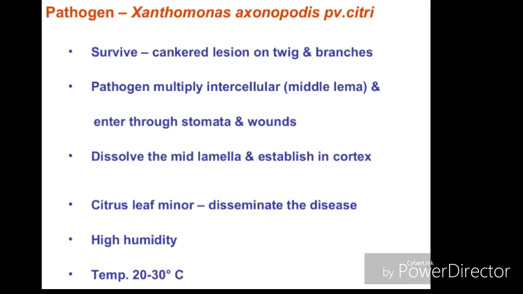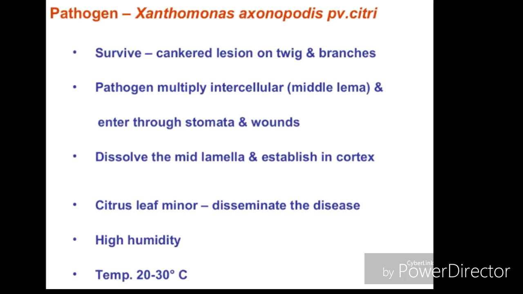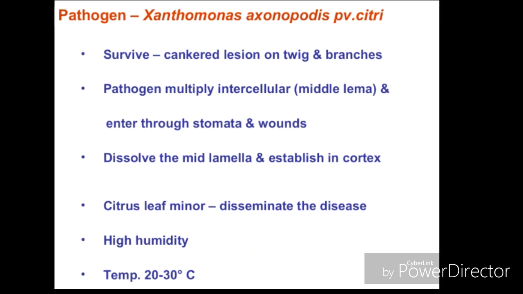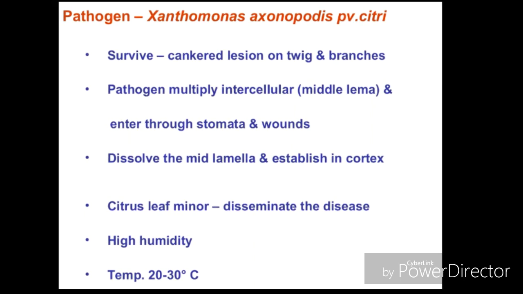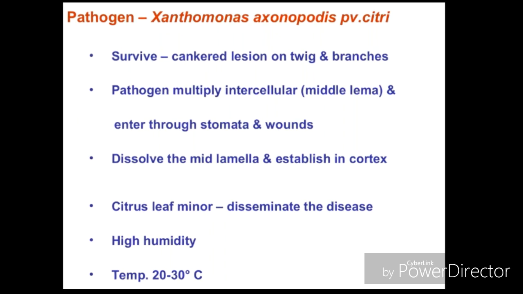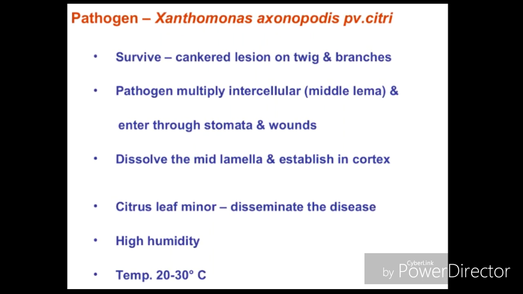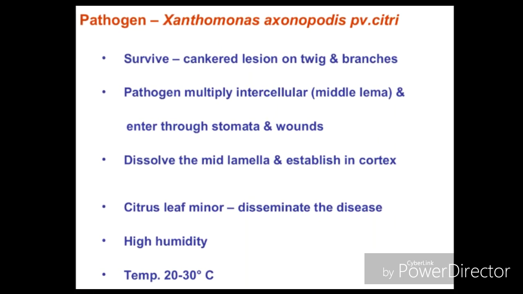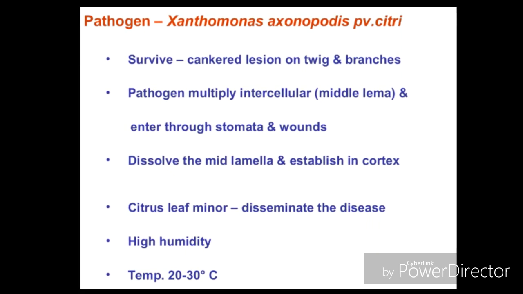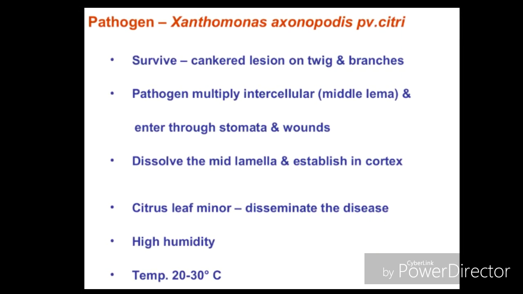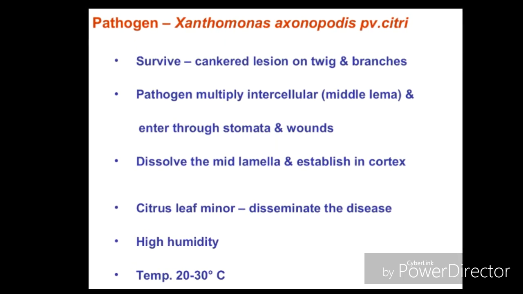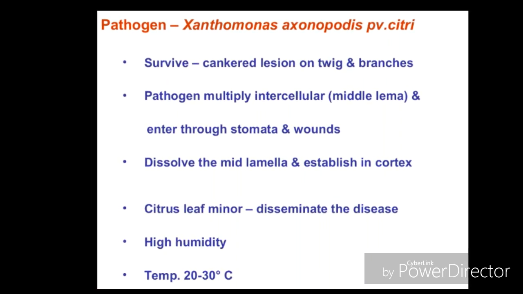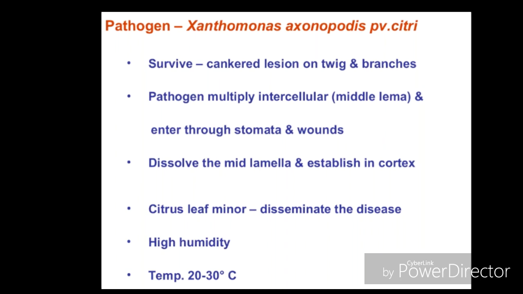Now we are going to talk about the pathogen. That is Xanthomonas axonopodis pv. citri. It survives in canker lesions on twigs and branches. The pathogen can divide and multiply intercellularly, which means between two different cells. It enters by stomata and wounds. It dissolves the middle lamella, which is made of calcium and magnesium pectate. By dissolving the middle lamella, it establishes in the cortex, during periods of high humidity and temperatures of 20 to 30 degrees centigrade.